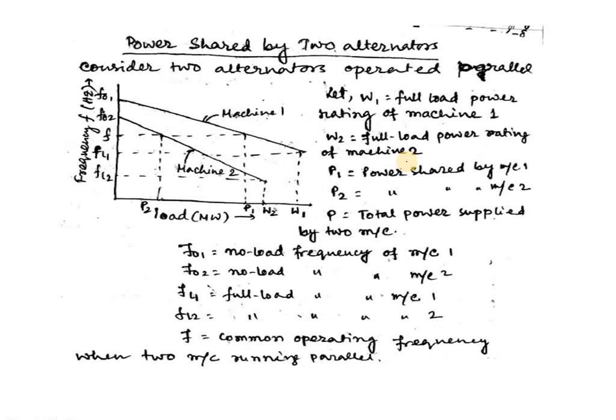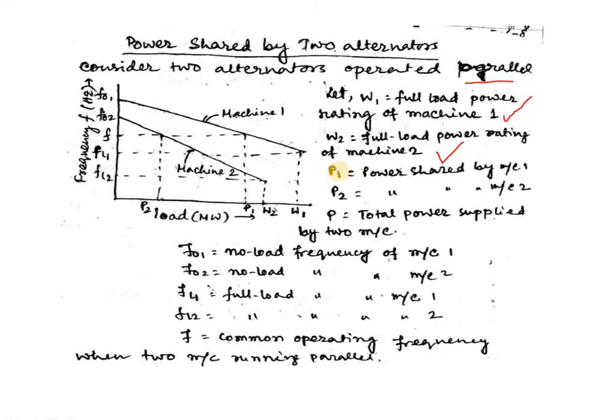Now, let us consider how the power will be shared by two alternators. Consider two alternators operated in parallel. Let W1 equal the full load power rating of machine 1, and W2 the full load power rating of machine 2. That means the power ratings of the two machines are different.